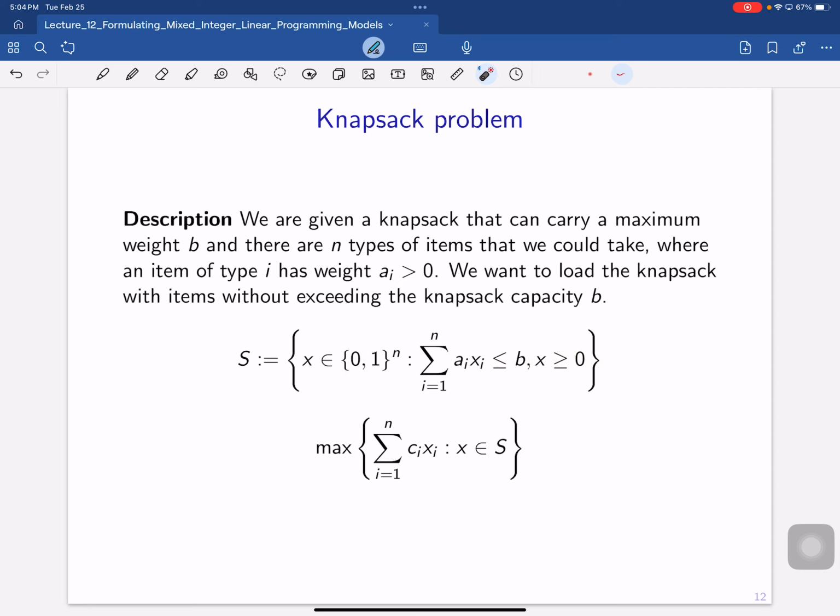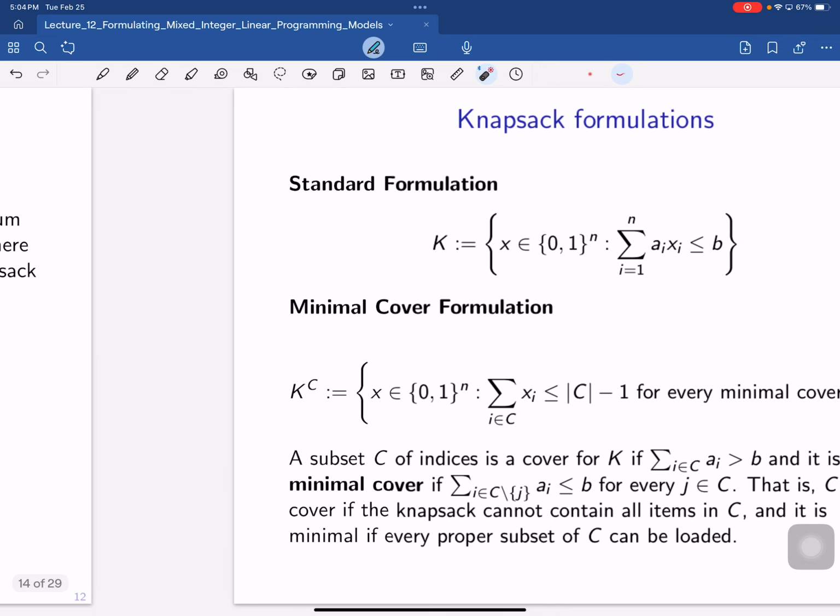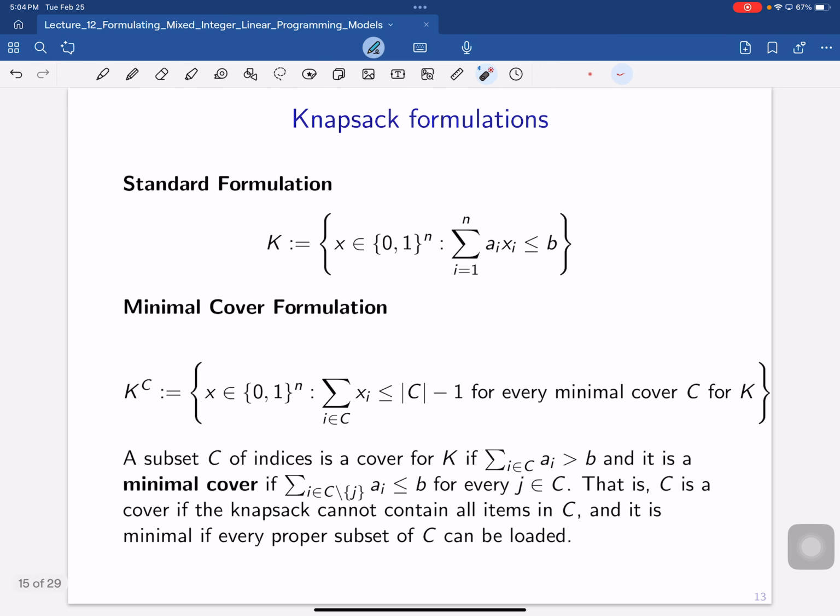Now, are there different formulations of knapsack? There is a different formulation called a minimal cover formulation. This is not as trivial as this intuitive formulation here. So let's first define what is a minimal cover of the set.